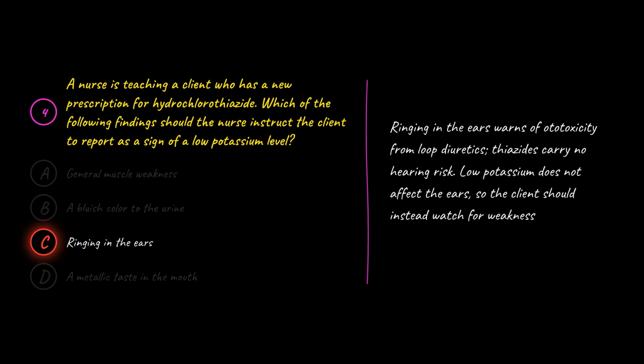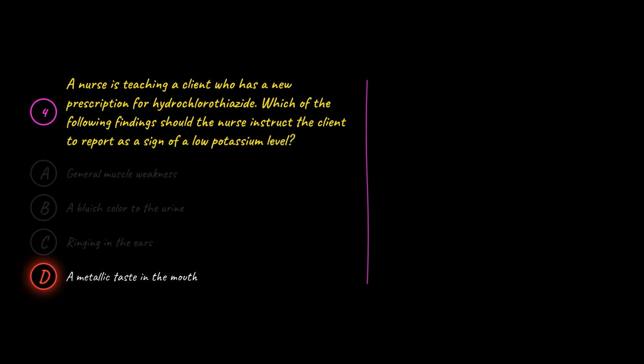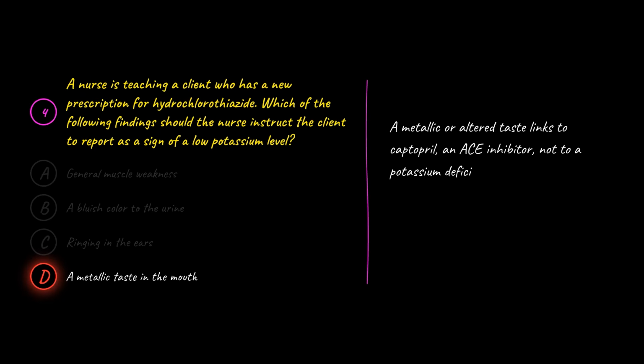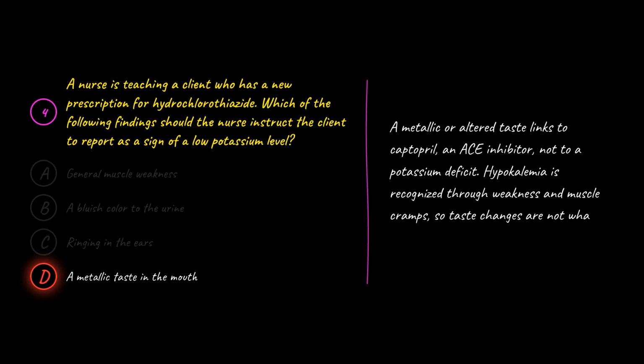to call the provider. D is wrong because a metallic or altered taste links to captopril, an ACE inhibitor, not to a potassium deficit. Hypokalemia is recognized through weakness and muscle cramps, so taste changes are not what the nurse asks this client to report.